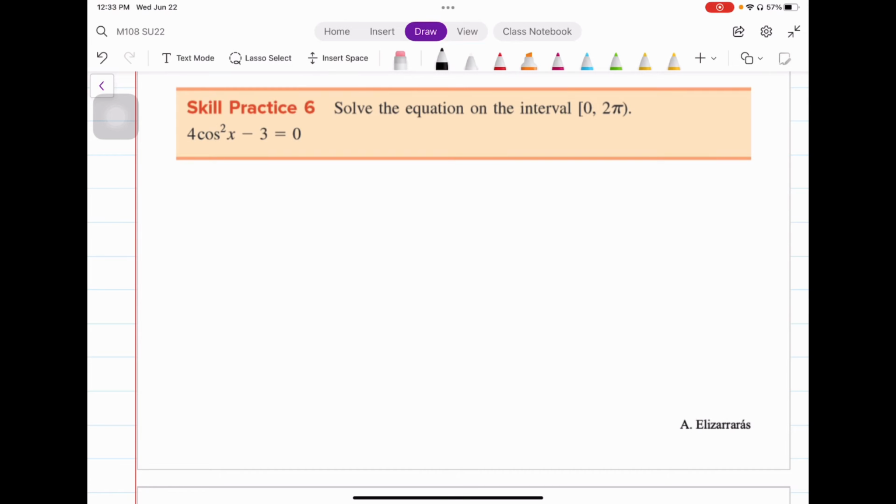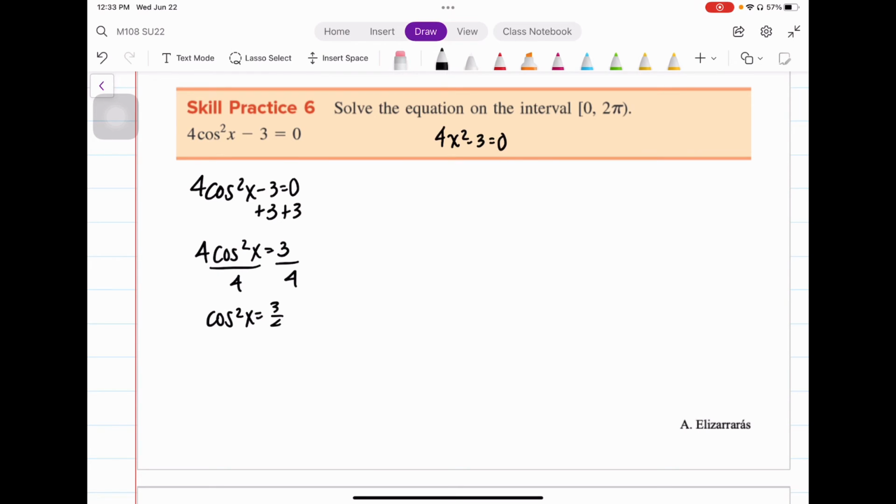We are solving the equation on the interval from 0 to 2 pi again. This is a squared, so consider, what if I had 4x squared minus 3 equals 0? How would I solve that? I would isolate the squared and then I would square root. I'm going to do the same thing here. So I'm going to add 3 to both sides, and then I'm going to divide by 4. And I get cosine squared x equals 3 over 4.